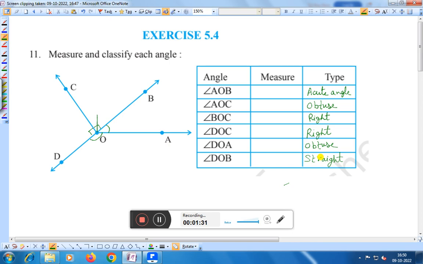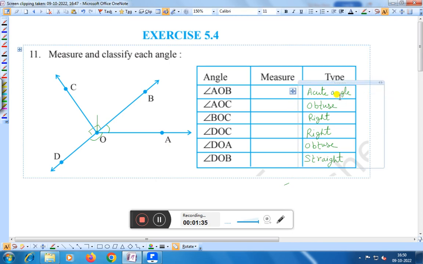But you have to measure with the help of a protractor and after that you have to say acute angle means less than 90 degrees, obtuse angle means greater than 90 degrees but less than 180 degrees, right angle is a measure of 90 degrees, and straight angle is a measure of 180 degrees. You have to measure all these angles and after that you have to write the measure and the type of angle.